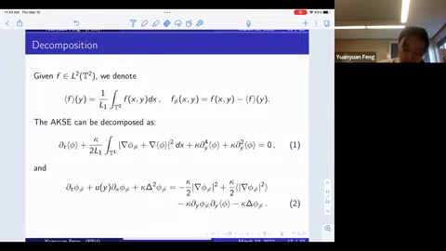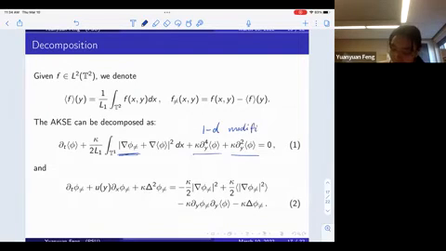With this notation, the advective Kuramoto-Sivashinsky equation can be decomposed into these two equations. You can see that equation 1 is a one-dimensional equation. It's actually a one-dimensional Kuramoto-Sivashinsky equation with some nonlinear term coupled with phi not equal to zero, right? So we can call it a 1D modified Kuramoto-Sivashinsky equation.